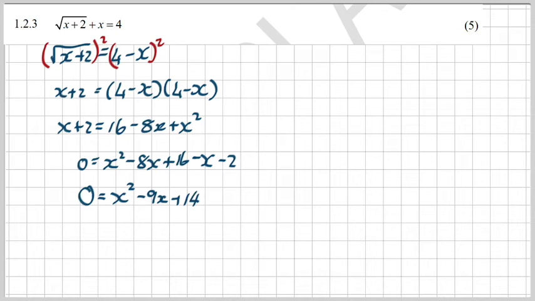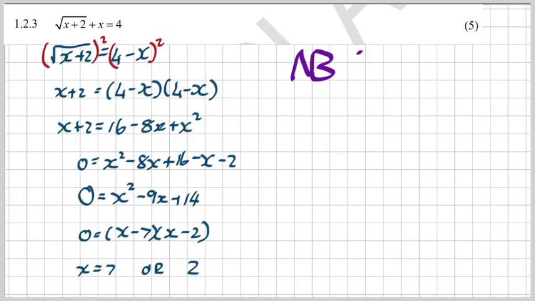Last but definitely not least, I now have to solve that expression. Factorizing in this case is relatively simple, so x minus 7 and x minus 2, giving me x equal to 7 or x equal to 2. So please, please, please remember, you are not done. You are not done with this sum. I know it feels like you're done, but you are not. What must you still do? You have to test your answers.